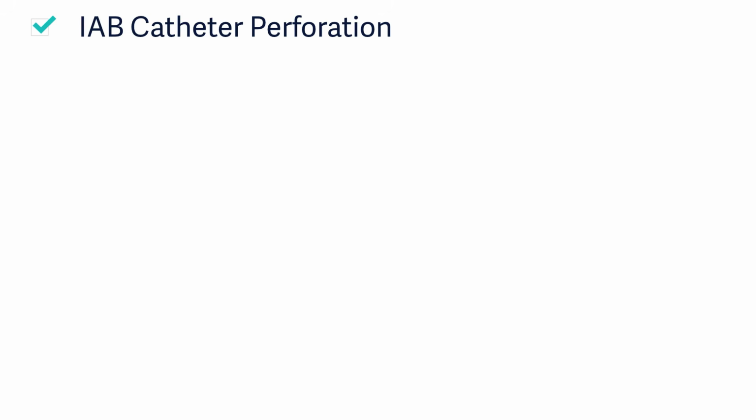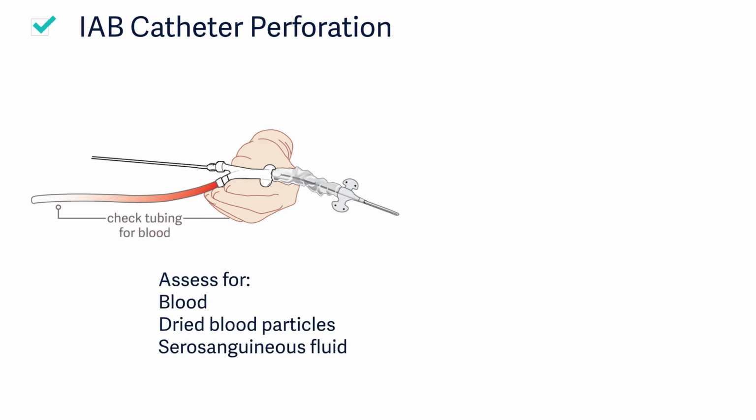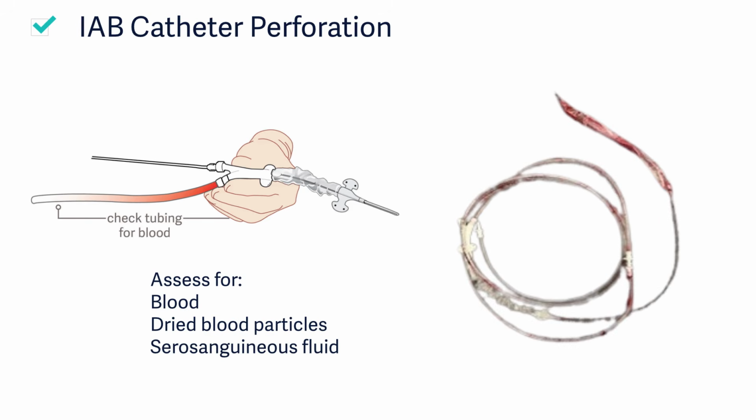So first action, check your patient's catheter and tubing for evidence of a perforation. Look for blood, dried blood, or serosanguinous fluid. This image illustrates what a balloon perforation potentially looks like. Remember, helium is a clear gas, so any discoloration in the tubing could indicate a balloon perforation.